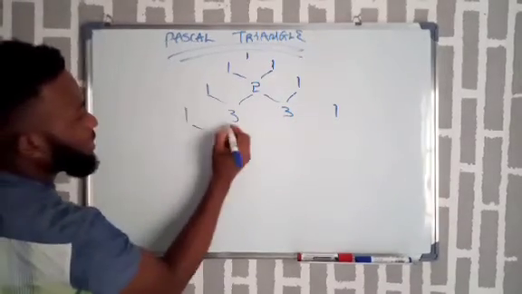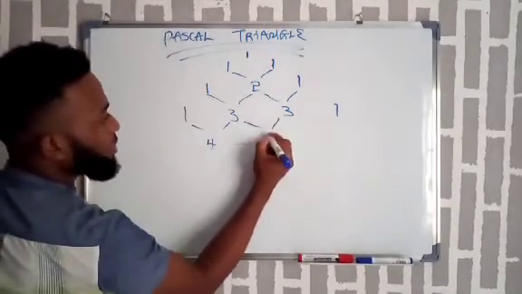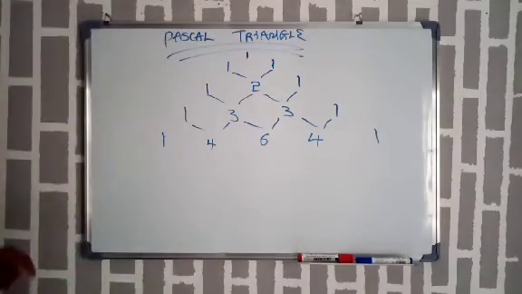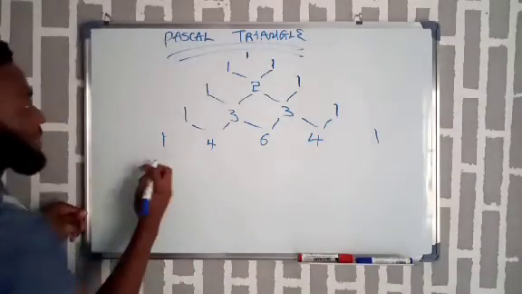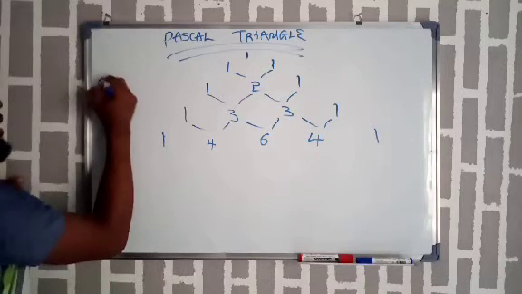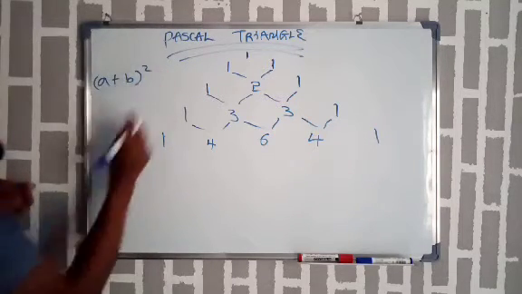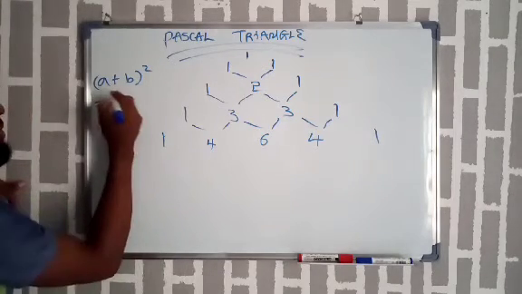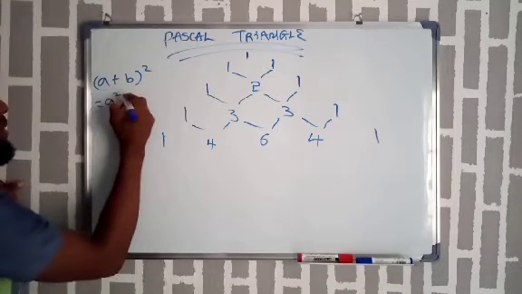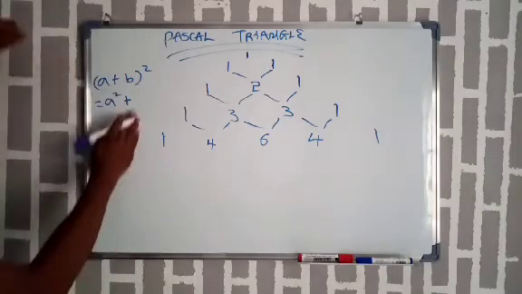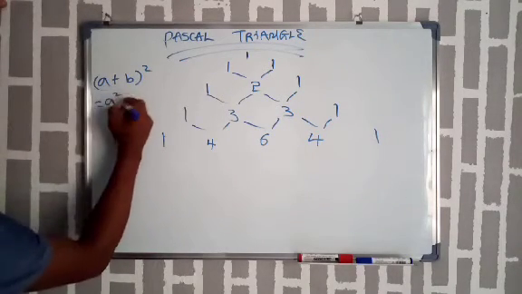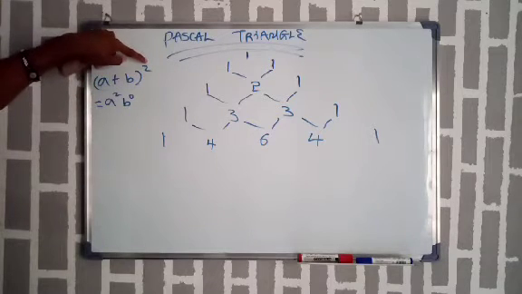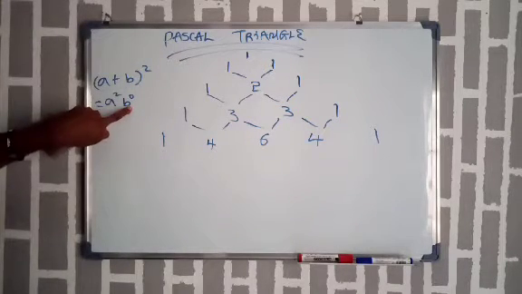When you sum these 2, you get 4. Sum of these 2, you get 6. Sum of these 2, you get 4. Write 1 here and 1 here again. So you keep on doing like that. If you are asked to do (a + b) raised to power 2, you just simply say this equals a square plus, now you write a square b raised to power 0. The first term will always take this power and it will always be reducing, while the power of b will start from 0 and always be increasing.